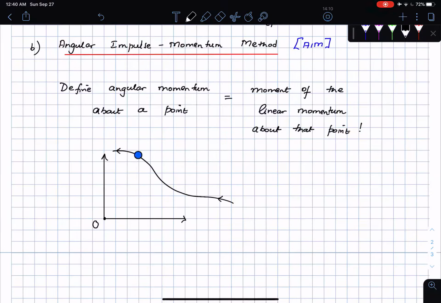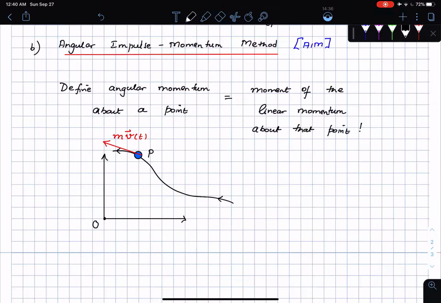Now what is the direction of the linear momentum? The direction of the linear momentum is going to be the same as the direction of the velocity, so it's going to be tangent to the path. I'm just going to draw it here. So this is going to be m times v at some time t. Okay, so this is the particle P.